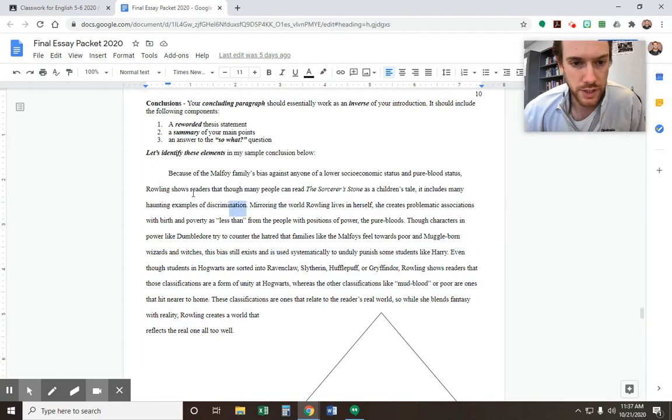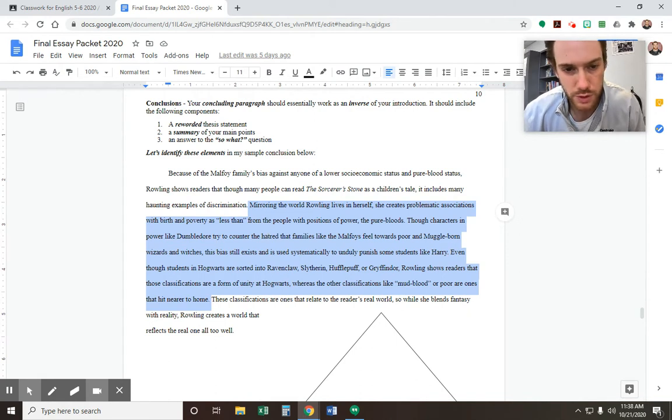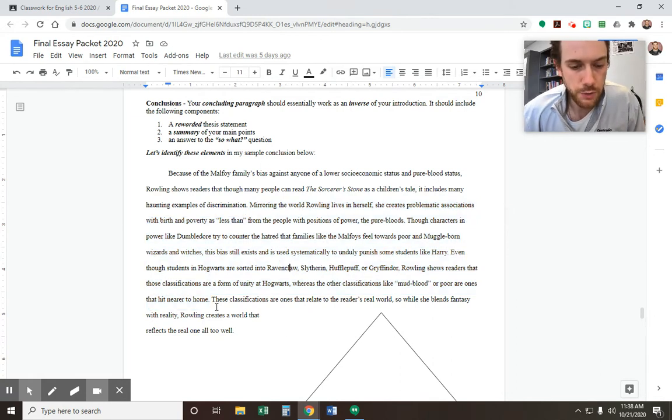So if you look at your thesis to reword this sentence, the best spot to look at how to reword the rest of your main points would be your topic sentences. Okay, go back and look at the first sentence of every body paragraph and reword your topic sentences. That should be the middle part of your conclusion. The final thing you see here is the answer to the so what question. This is the most important sentence in your paper, and this example reads, these classifications are ones that relate to the reader's real world. So while she blends fantasy with reality, Rowling creates a world that reflects the real one all too well.